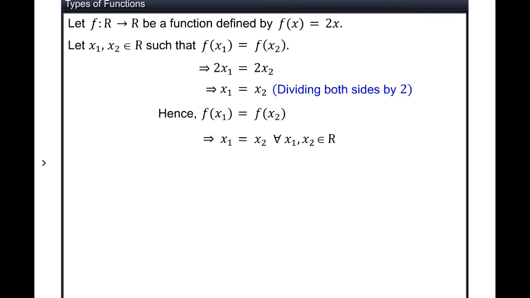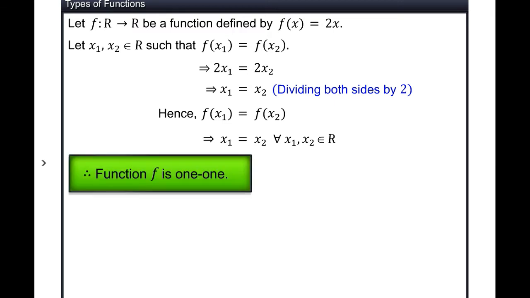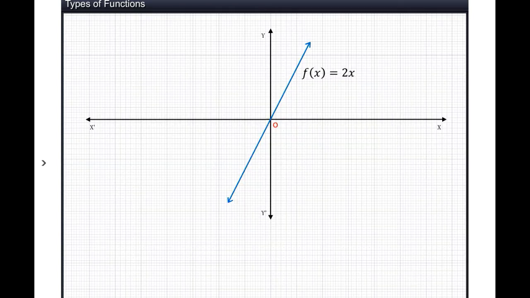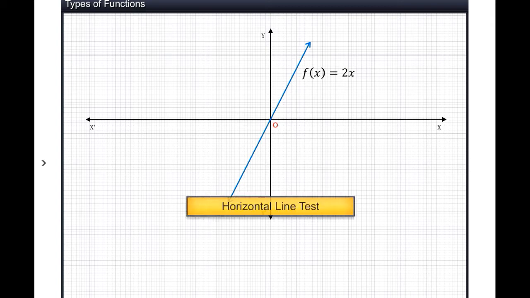Hence, for any 2 arbitrary elements x1 and x2 in the domain of f, f of x1 is equal to f of x2 implies x1 is equal to x2. Therefore, function f from R to R is 1-1. This diagram shows the graph of the function f of x is equal to 2x. Given the graph of a function, you can check whether it is 1-1 or not with the help of a test known as the horizontal line test.